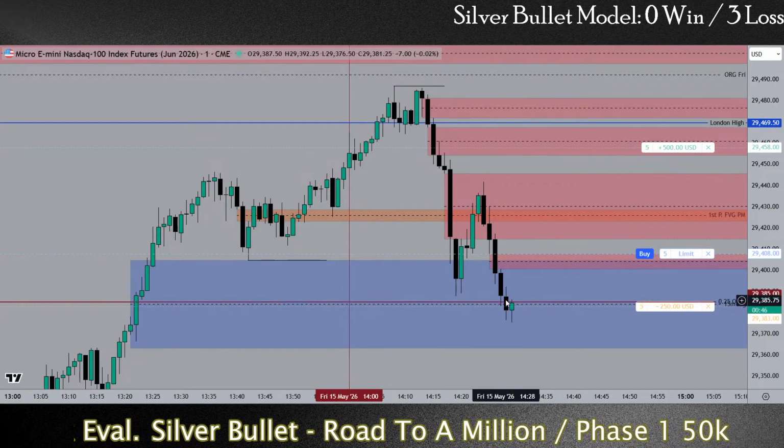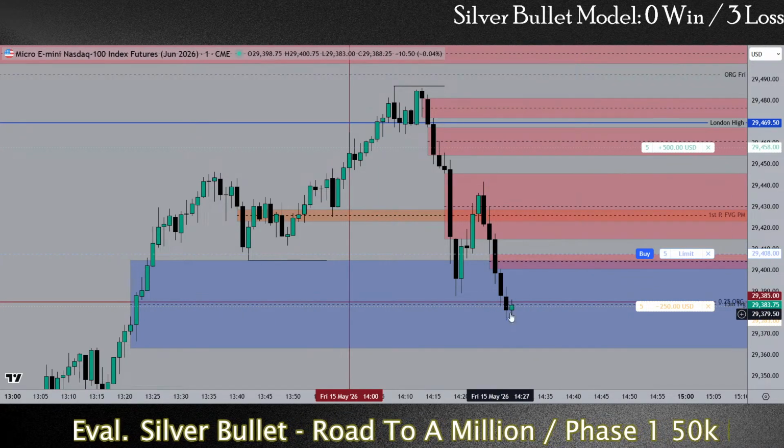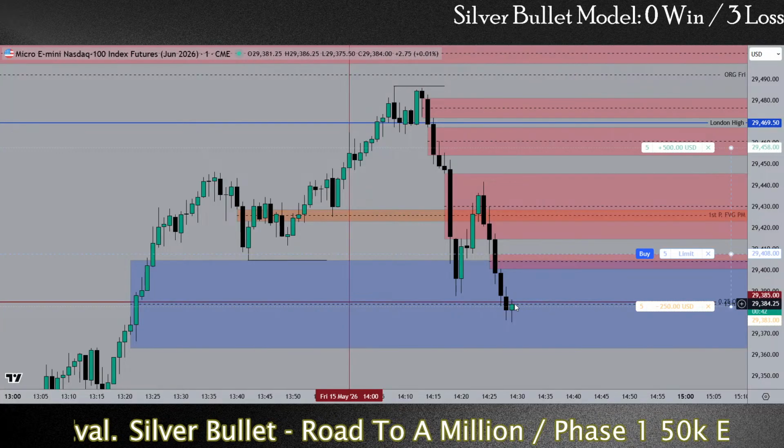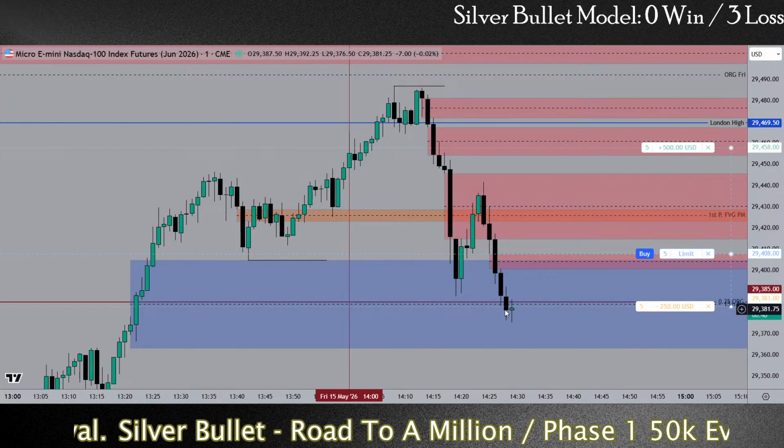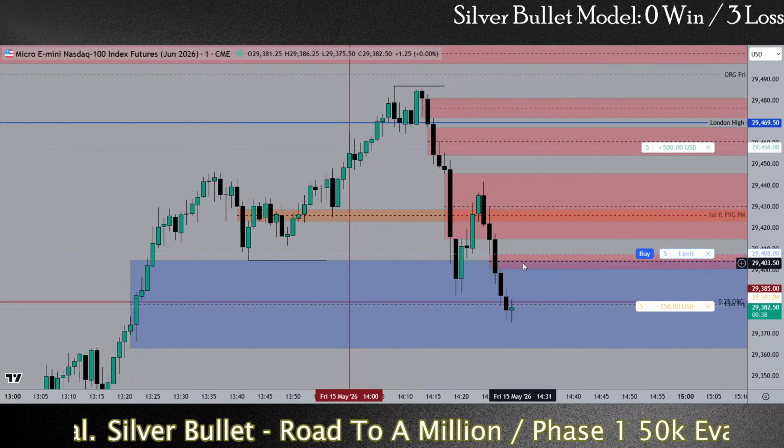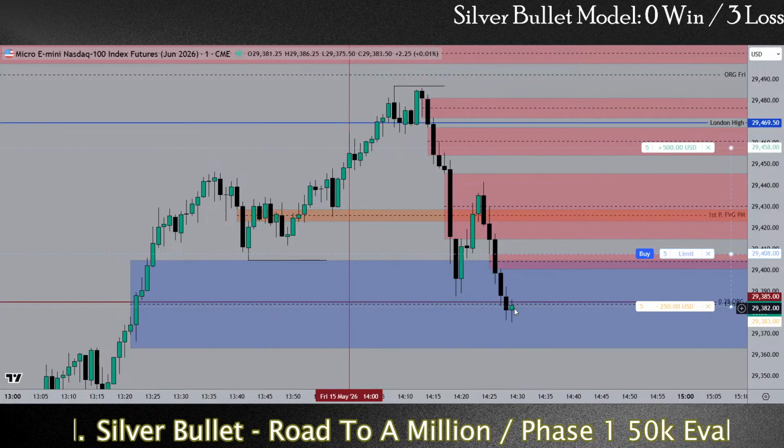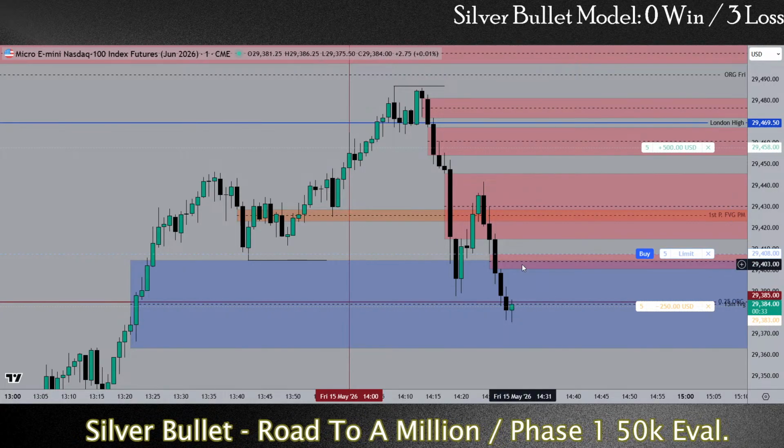Alright, close below the consequent encroachment and the quadrant here. Not ideal, but permissible as long as we could reject that quickly in the next candle. So I'm watching that closely.